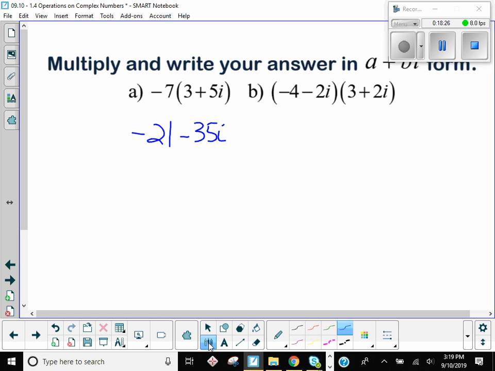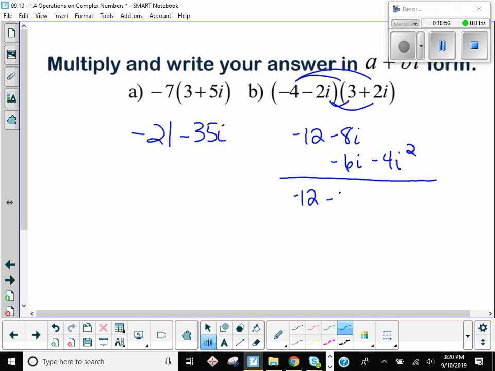So first I will distribute -4. That gives me -12 minus 8i. And then I will distribute -2i. Line up my like terms. You don't have to do that, but I think it's kind of good. This gives me a -12. Combining the i's gives me -14i.